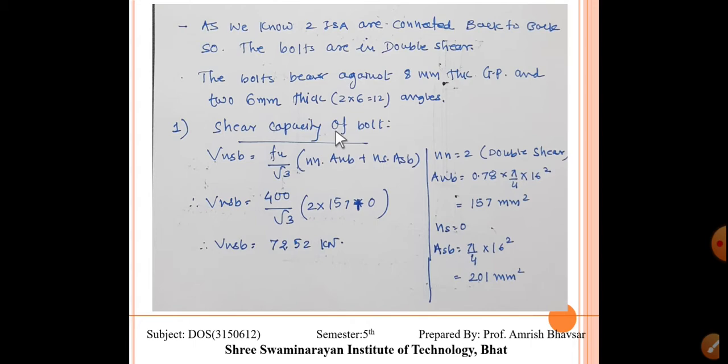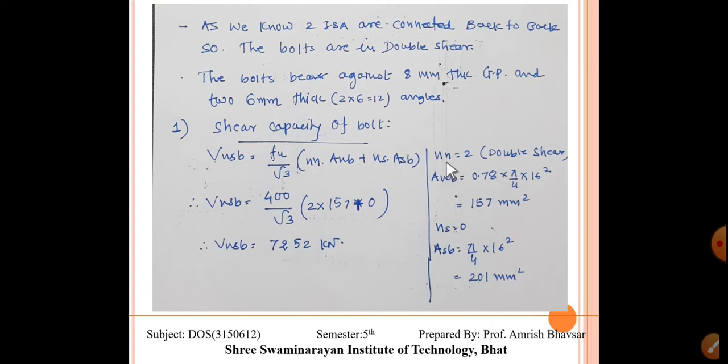So first, the shear capacity. We know the shear capacity of a bolt; we have an equation for that. Nominal shear strength of bolt is equal to Fu by root 3 into (Nn times Anb plus Ns times Asb). This equation is given on page number 75 of IS 800. Now we have to put in the values of Fu, Nn, Anb, Ns, Asb.